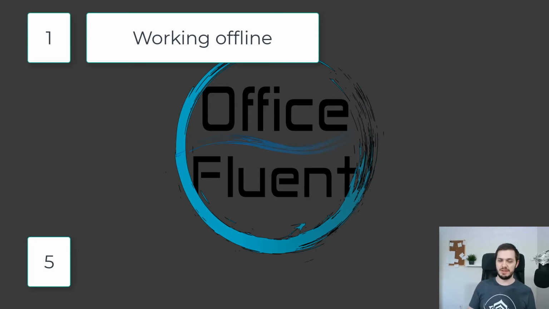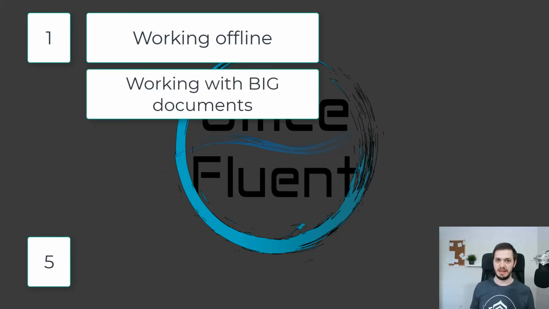The second point is, are you working with very big documents? Typically, Office on the web gets problems if the document you're trying to open is bigger than like 30 megabyte. This is quite a size for an Office document, but sometimes you can reach those sizes, for example, with Excel or with Word if you have many pictures in them.